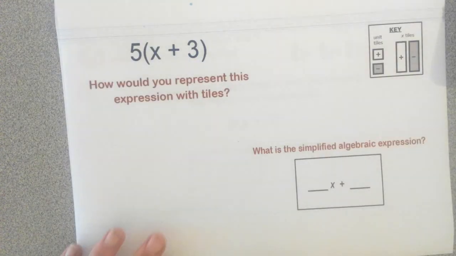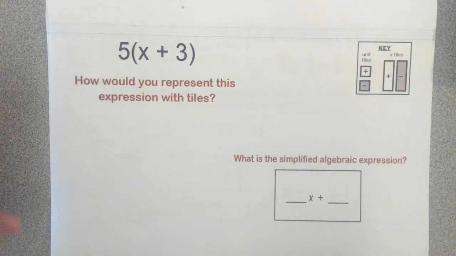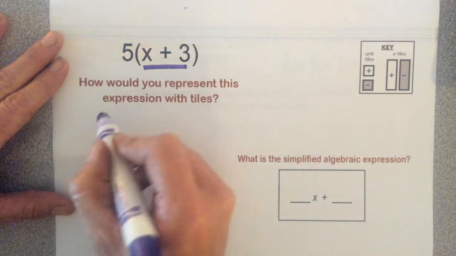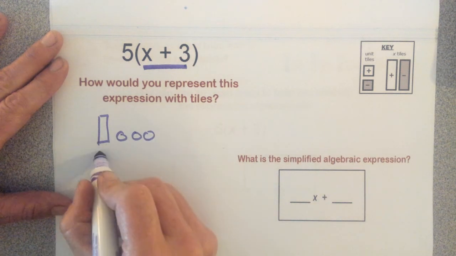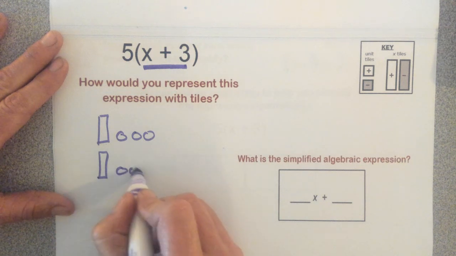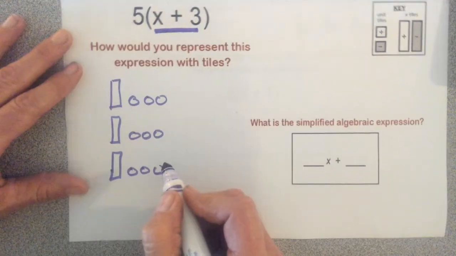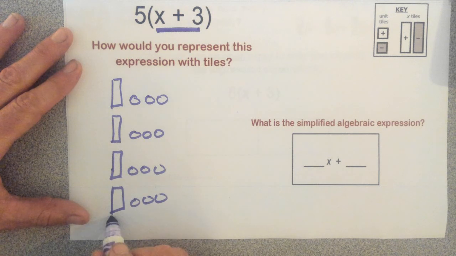Okay, here's our next slide. 5 groups with an X and a plus 3 in each group. How would I represent this with tiles? Well, I need 5 groups, and inside each group I need an X and a plus 3. So here's an X, and a 1, 2, 3, and another X, and a 1, 2, 3, and another X, and a 1, 2, 3, and another X, and a 1, 2, 3, and one more X gives us 5, and 1, excuse me, 2, 3.